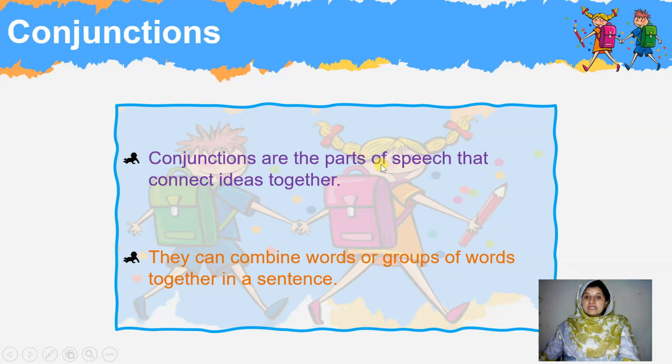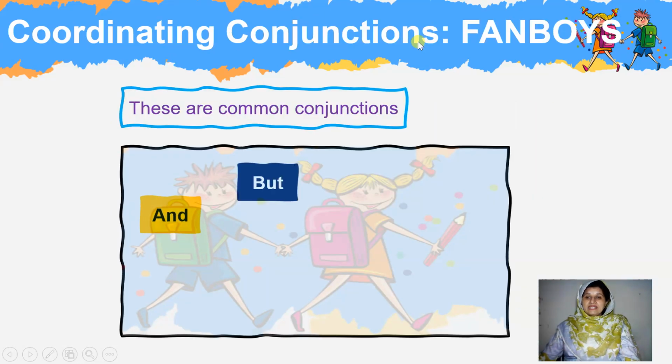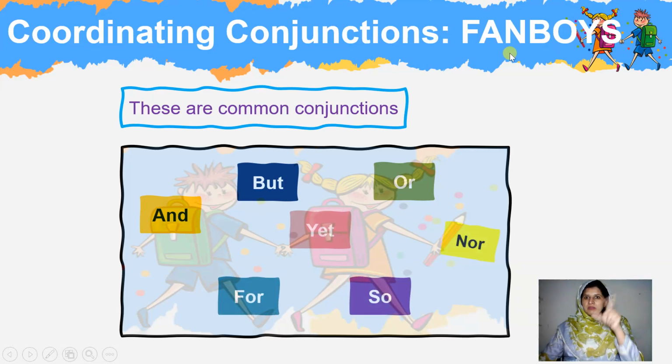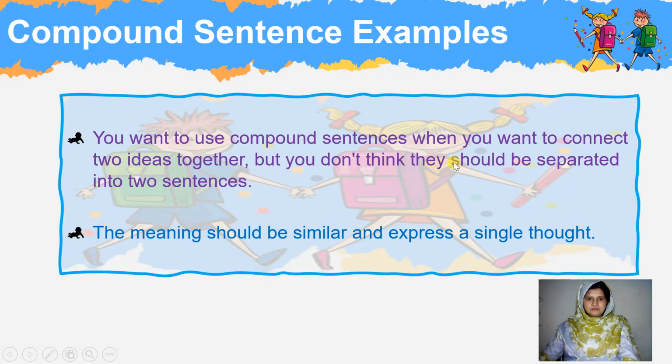Conjunctions. Conjunctions are the parts of speech that connect ideas together. They are a very important part of speech and they can combine words or groups of words in a sentence. So coordinating conjunctions are what we need in compound sentences. Yes, you remember that famous FANBOYS? These are the common conjunctions: for, and, nor, but, or, yet, so. So we need any of these conjunctions for our compound sentences.